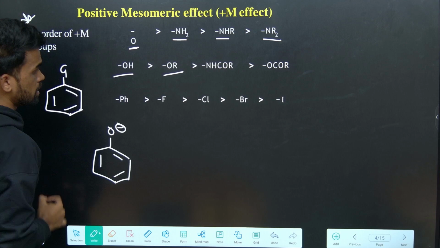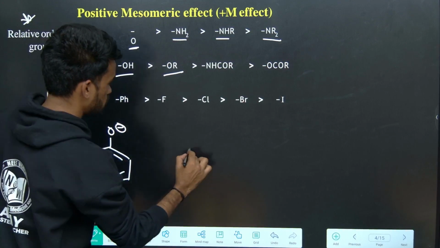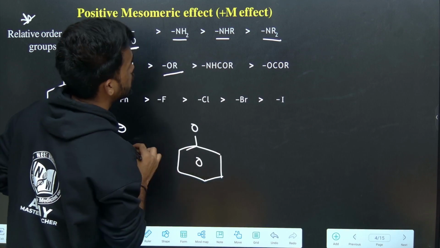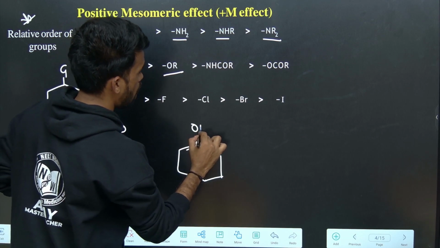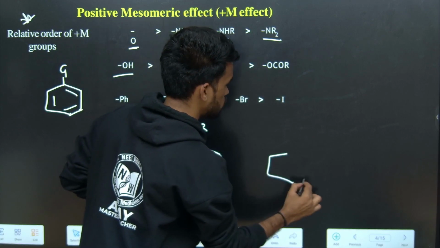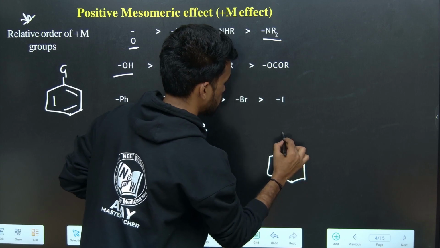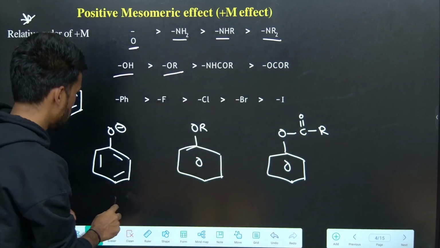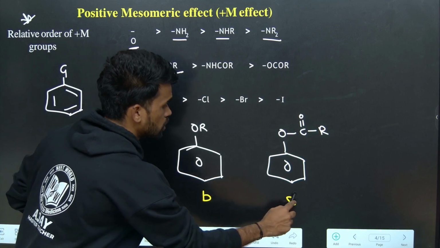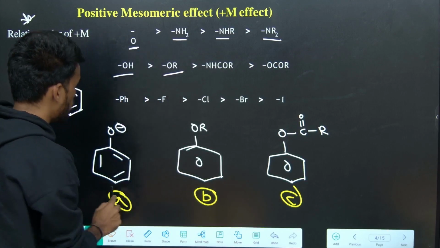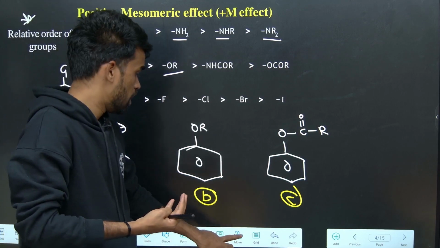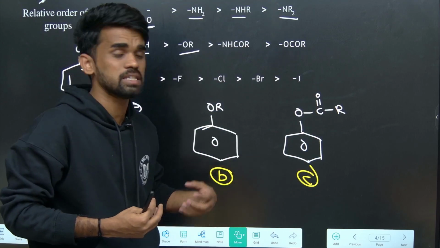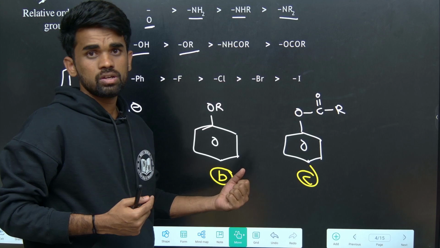O minus is there, and let us say one more group is there. So here I am writing OR, and I am writing one more thing, COR. So some random groups I have taken. So A, B, C. Okay. Now tell me, in which of these does more effective conjugation, the positive mesomeric effect or plus M effect, take place? So write the order.